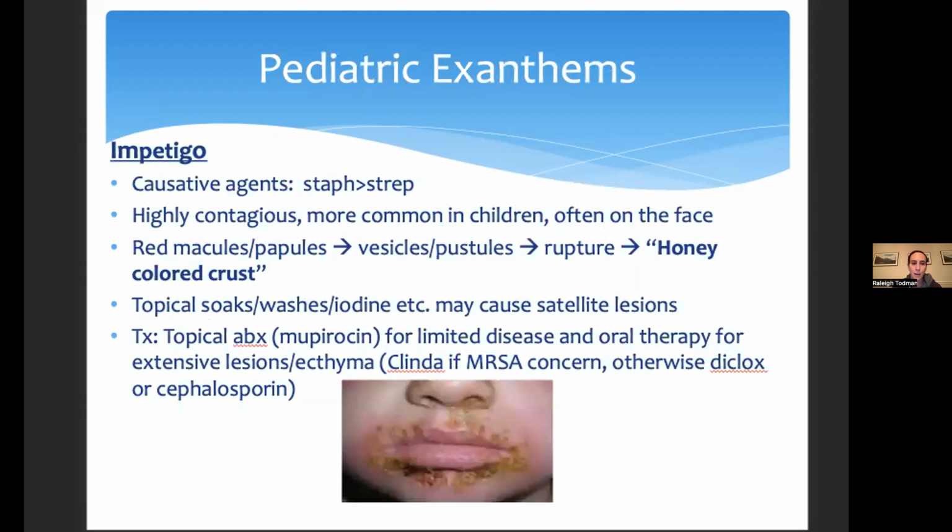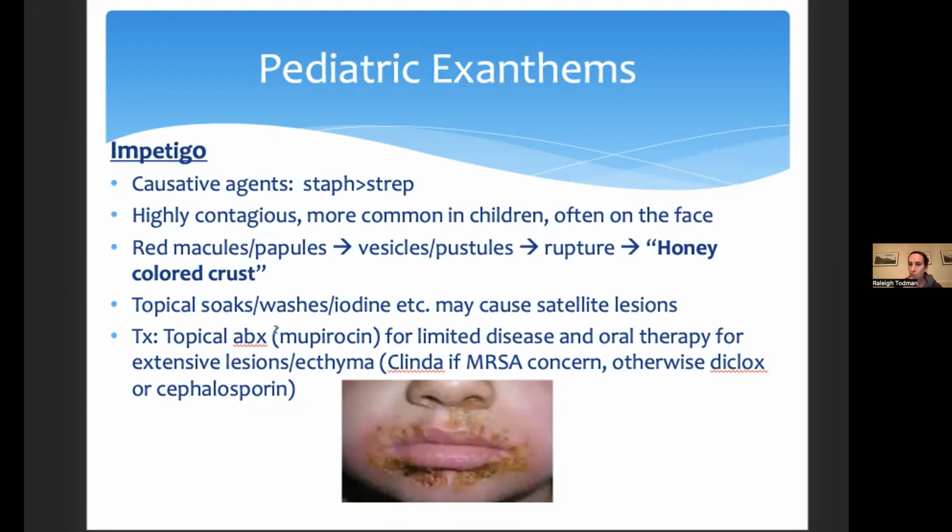More pediatric stuff. Impetigo is fairly common, caused by staph or strep, but more staph. Very contagious, common in children. I guess adults get this too, but I've never seen adults with it. Often on the face in a picture just like this one. The evolution of this rash is that you have some red macules or papules that become vesicles, sort of rupture, and they get this honey-colored crust, which is pathognomonic for impetigo.